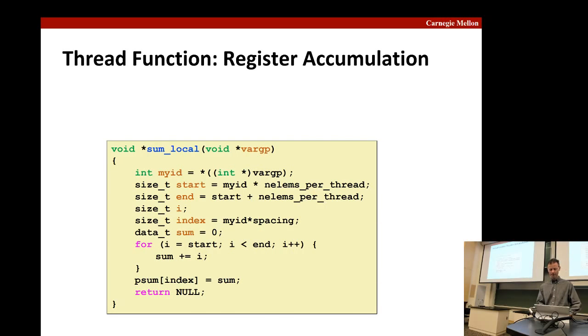Okay, and the third version we're going to look at is register accumulation. Here, instead of having them bother to write to shared memory at all, they accumulate in a local variable, which the compiler will stick in a register. So all the summing gets done without worrying about memory at all. And then only at the end do you write out the partial sum into shared memory so that the main thread can then go through and add all those up.